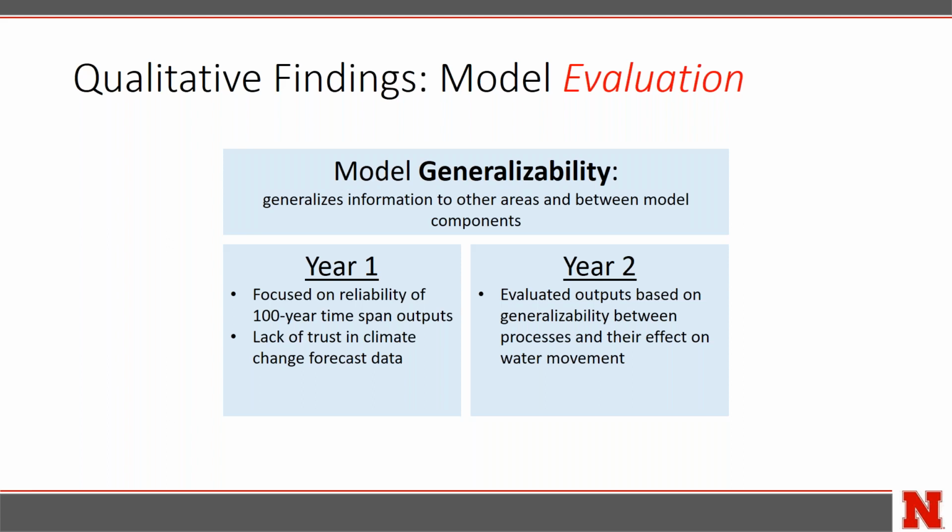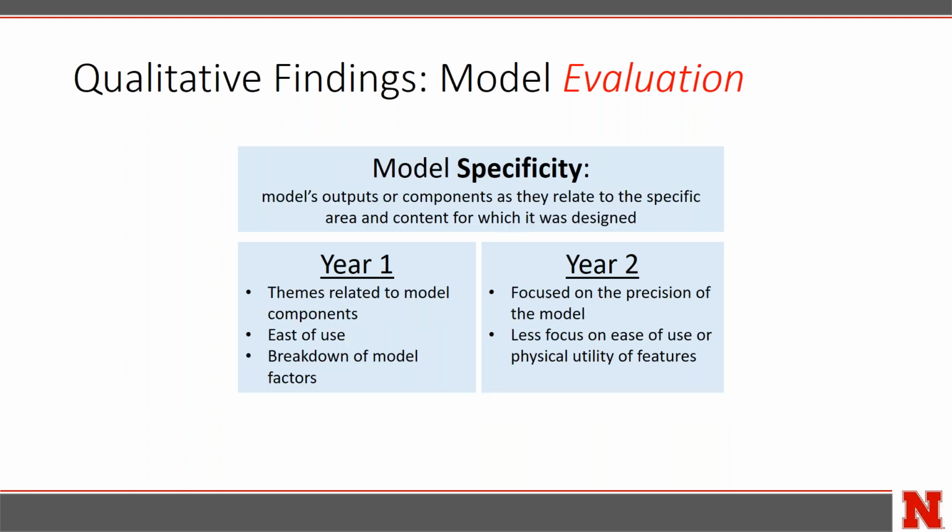In terms of generalizability, students here again looked at outputs more critically based on how generalizable they were, as compared to year 1 where they did that much less, which was good. And then in terms of the specificity, students thought that one thing the model did well was give them information that was precise, and I think this has a lot to do with the fact that it was based on authentic data that they knew they were using, and not so much on just the user functionality of the model.